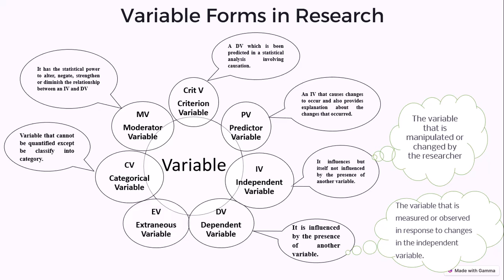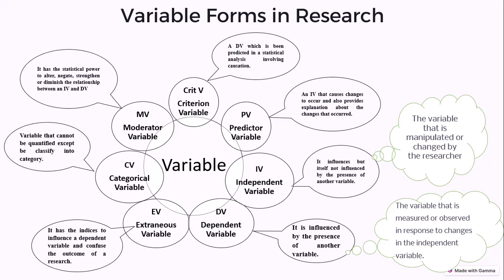We have the extraneous variable. These are variables that lie outside a study. So they have the power to influence the dependent variable and confuse the outcome. But most of the time, once a researcher understands that this extraneous variable can change the nature of the study, then they incorporate it into the study as a moderator or a mediator.